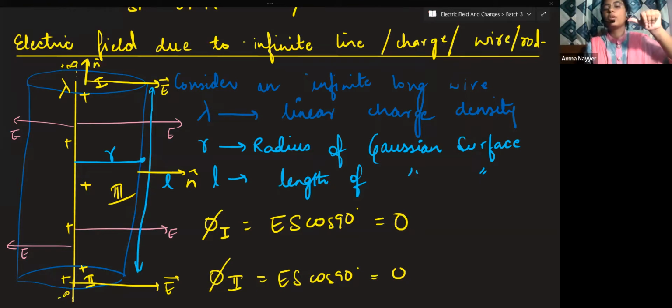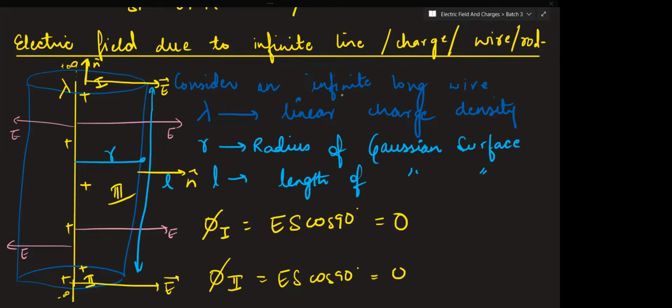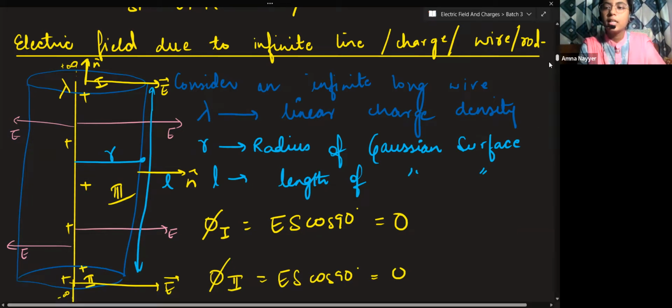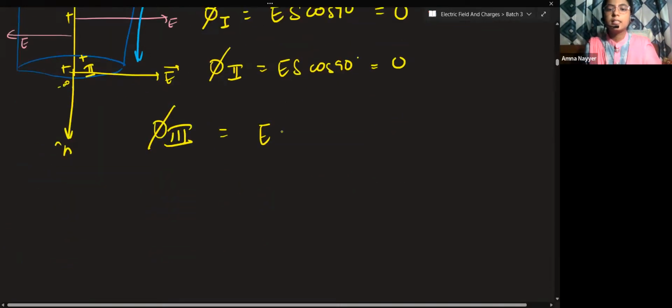If both of them are in the same direction, the angle is not 180 degrees. It is 0 degrees. Good. It is 0. Had it been in this manner, then it would have been 180 degrees. Both are pointing in the same direction, so the angle is 0. So it is ES cos 0.